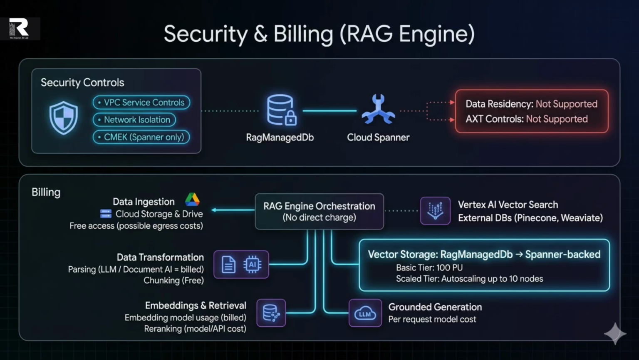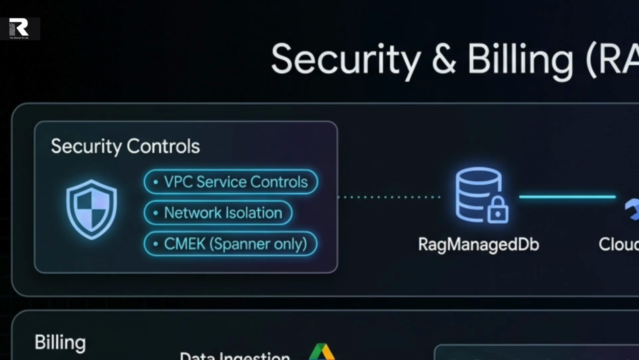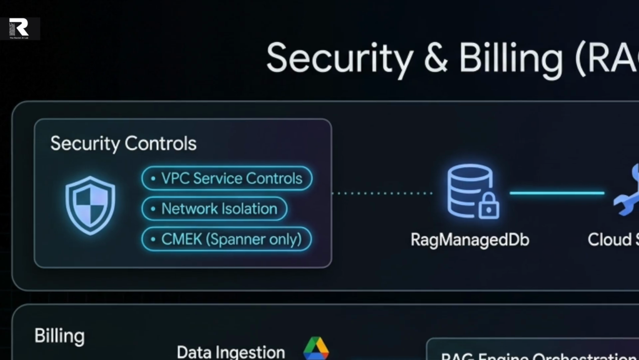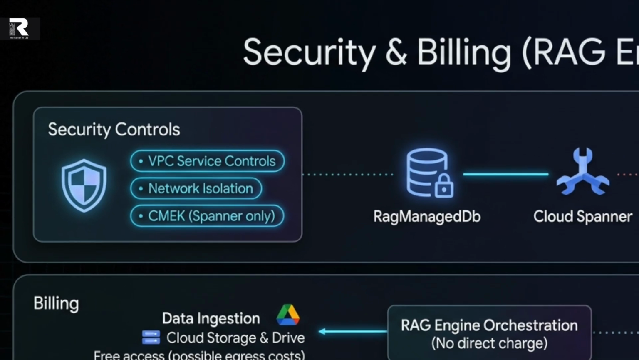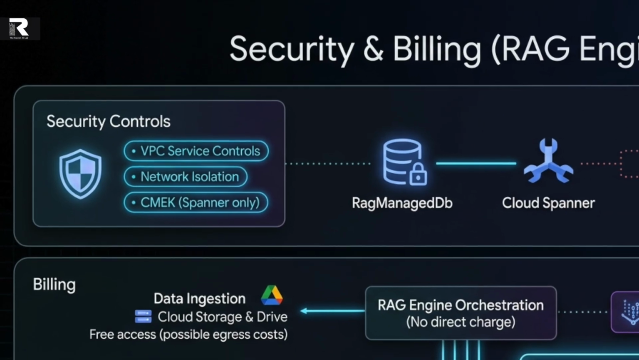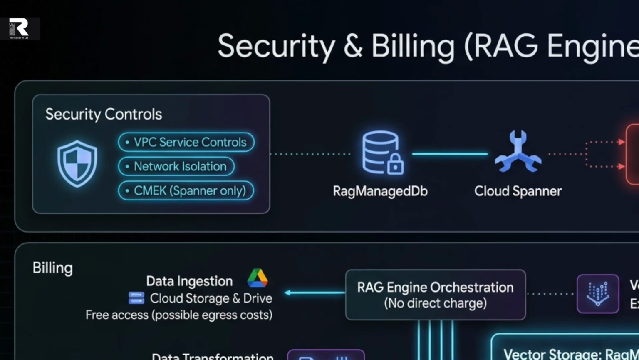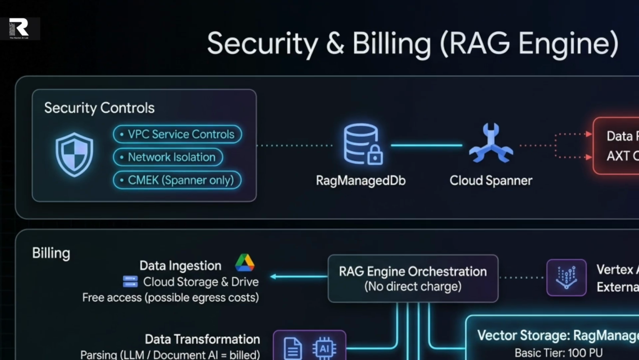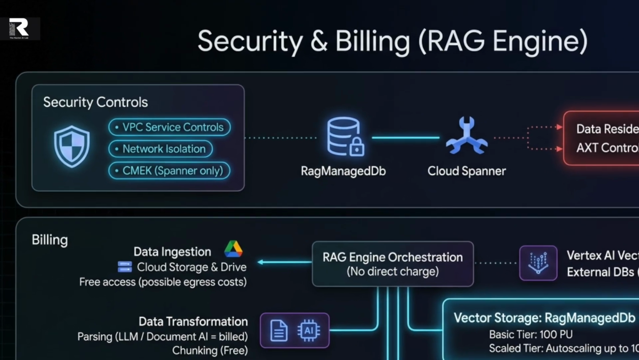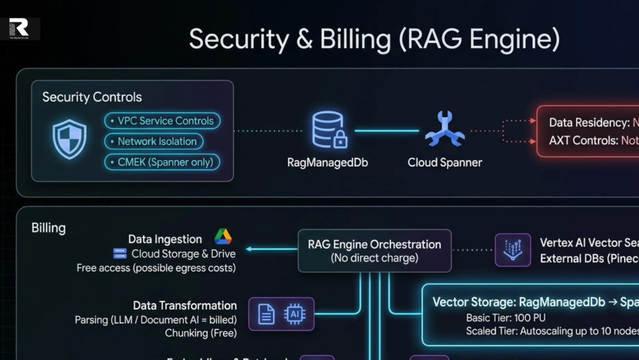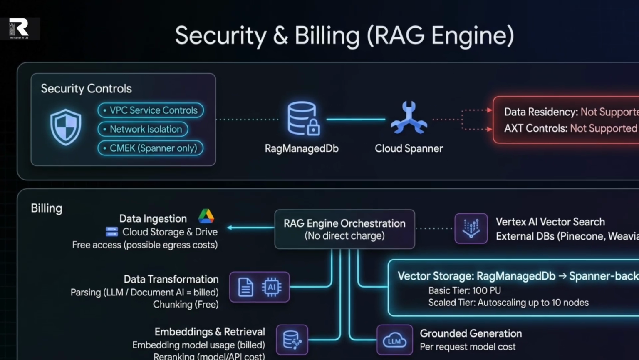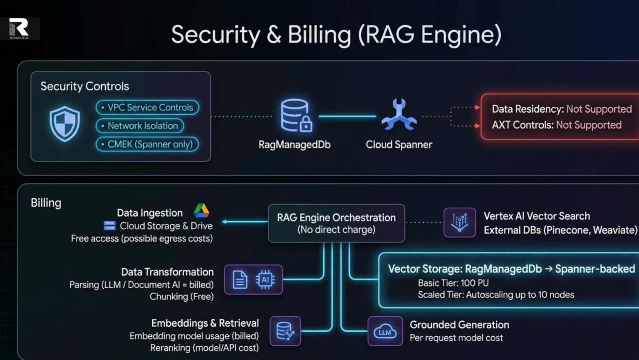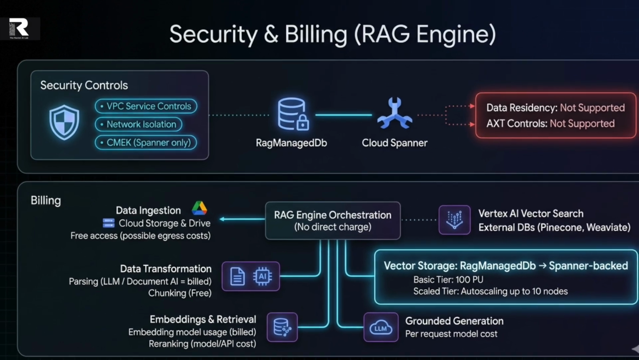Security. The RAG engine is built for the enterprise, supporting VPC service controls for network isolation. CMEK, Customer Managed Encryption Key, is supported, but only when using RAG Managed DB. Critical note: the CMEK encryption key must be configured at corpus creation. It cannot be added later. Also, data residency and AXT security controls are currently not supported.